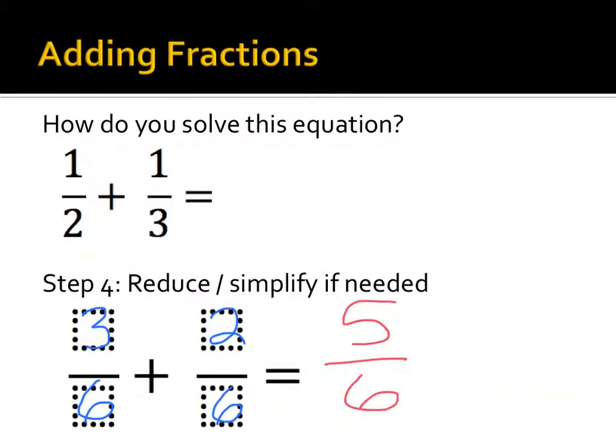Here in our fourth step is to reduce and simplify, and the key phrase is "if needed." The fraction we came up with is 5/6, and 5/6 cannot reduce or simplify. So our answer can just stay the same as 5/6. In order to solve this equation, 1/2 plus 1/3, our answer is 5/6.